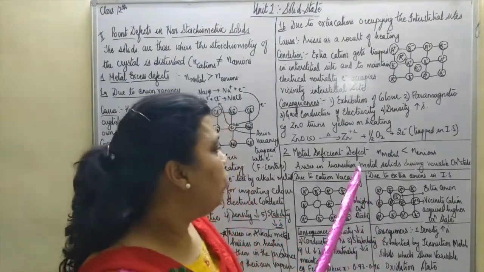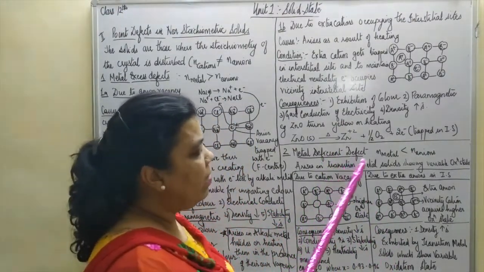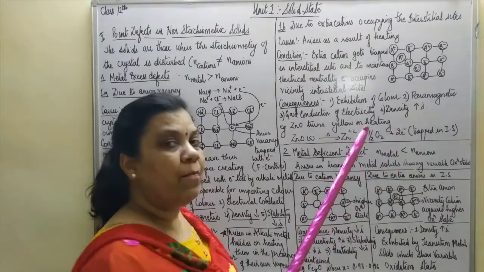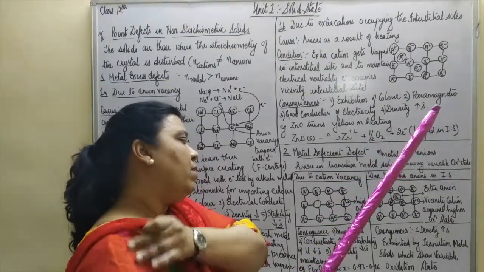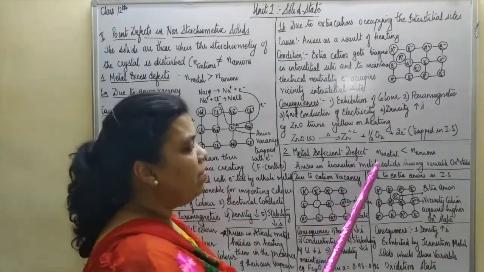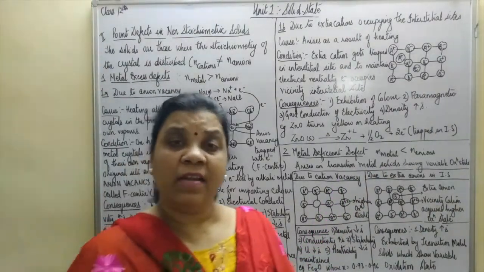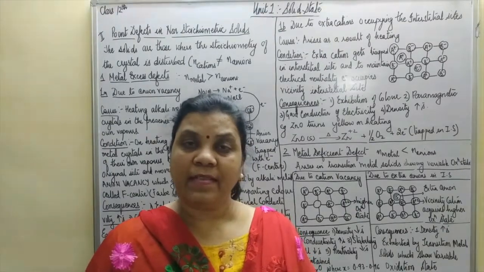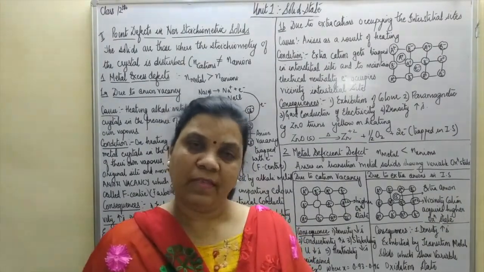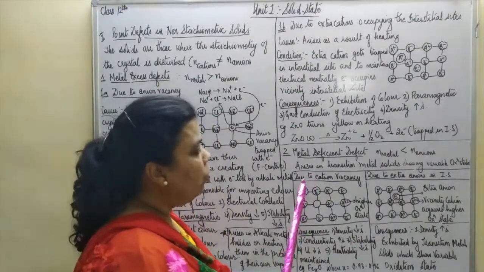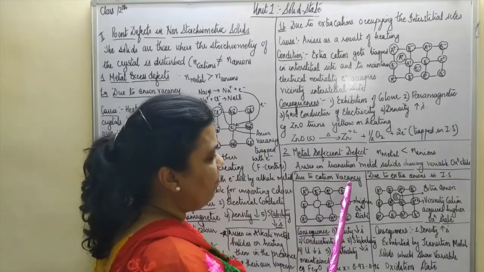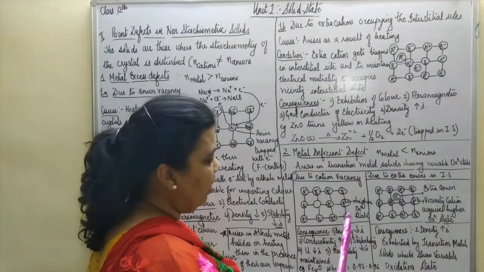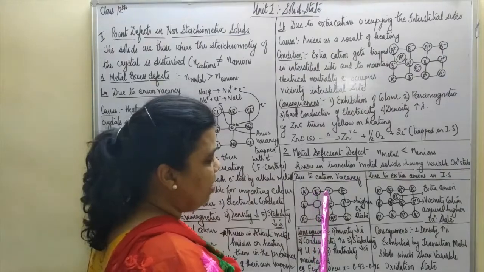Let us now move to metal deficient defect. Metal deficient defect is the defect where the number of metal atoms is less than the number of the anions. And remember, this type of defect arises in transition metal solids, and the most characteristic property of transition metal solids is their ability to exhibit variable oxidation states. Remember. So, it is of two types: due to cation vacancy and due to extra anions occupying the interstitial site.